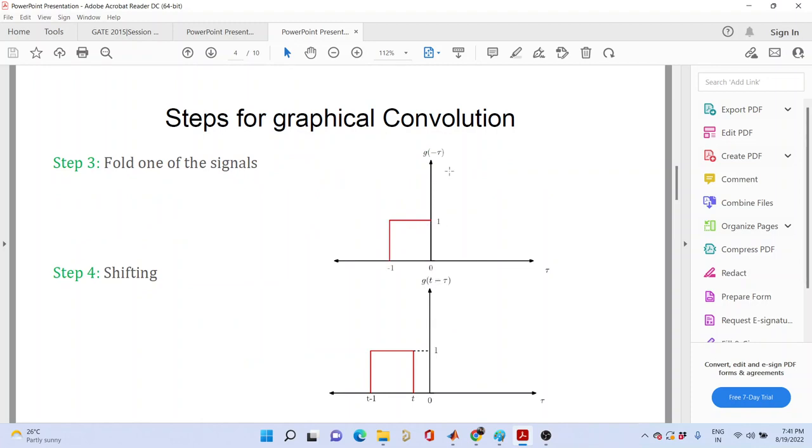Now to find g(t minus tau), we shift this signal by a term t. This t is varying from minus infinity to plus infinity. So this block would be sweeping around this axis as we vary t from minus infinity to plus infinity.